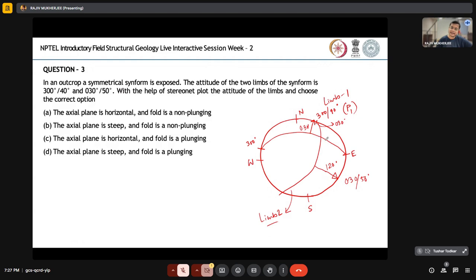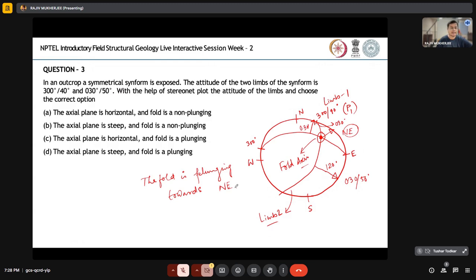Then obviously we will get the intersection. So this intersection is obviously the fold axis, right? And it has a plunge amount. Where does it plunge? It plunges towards northeast. Then we can get to the four options, right?